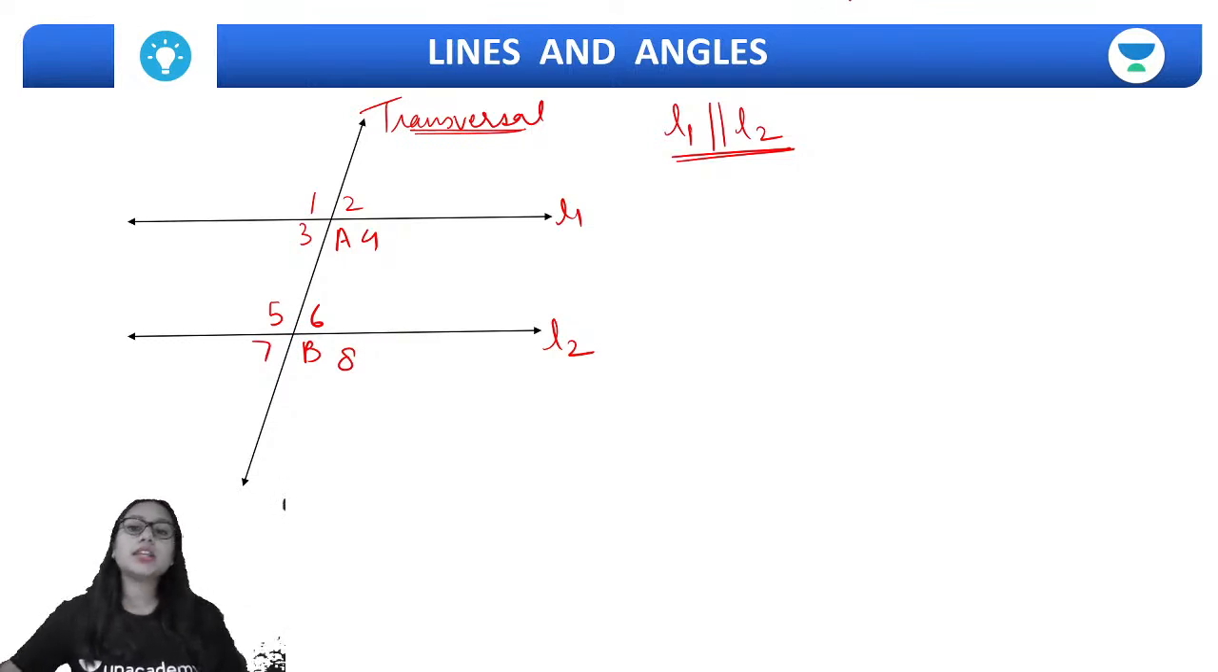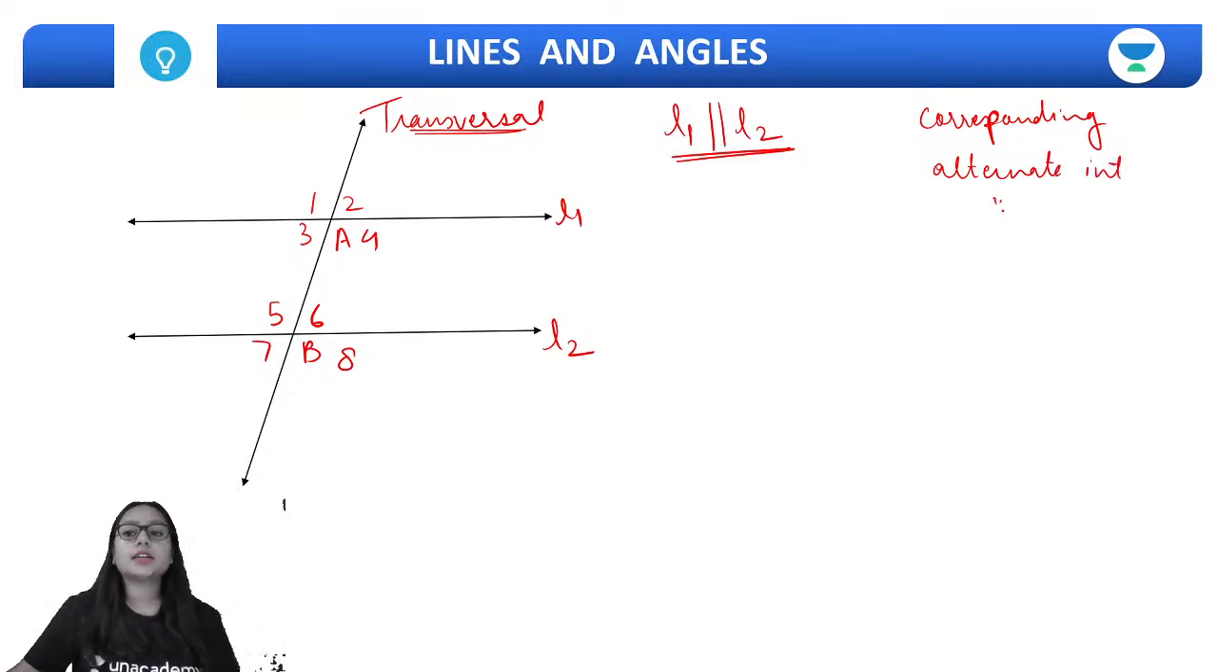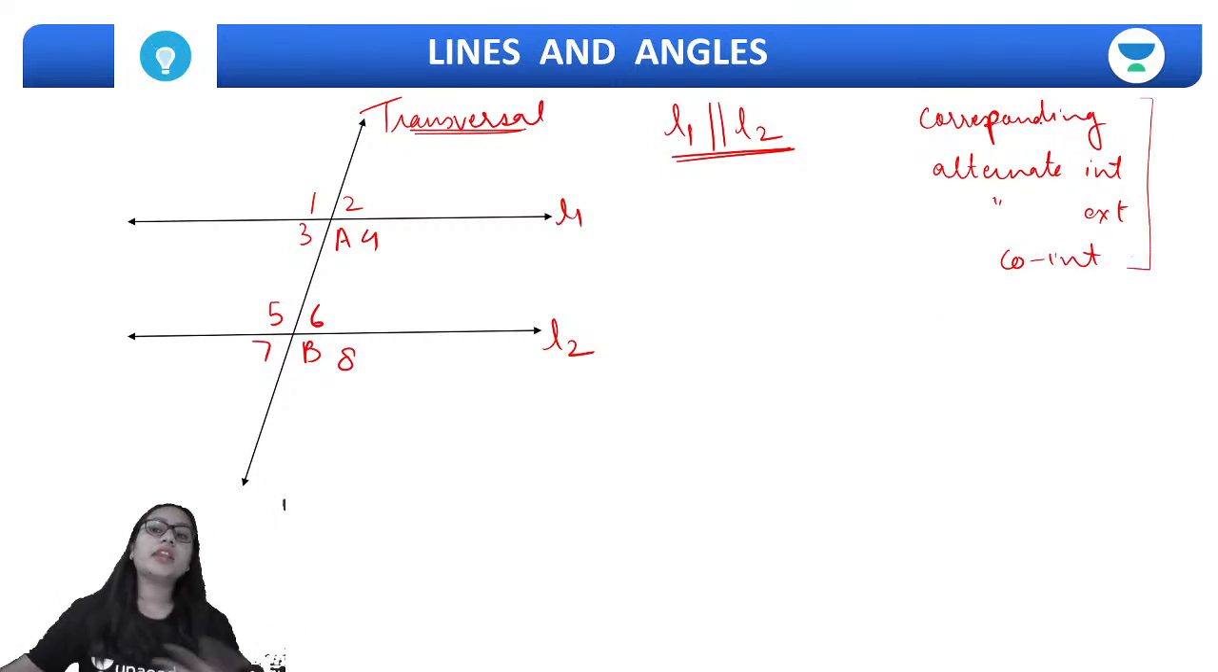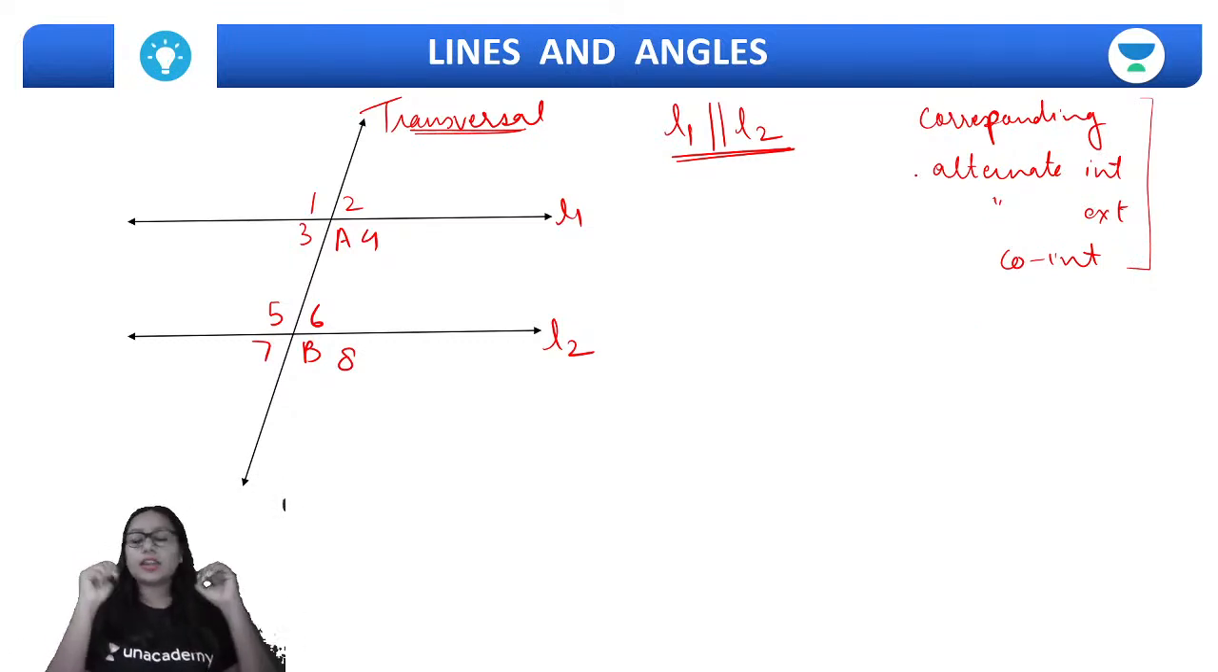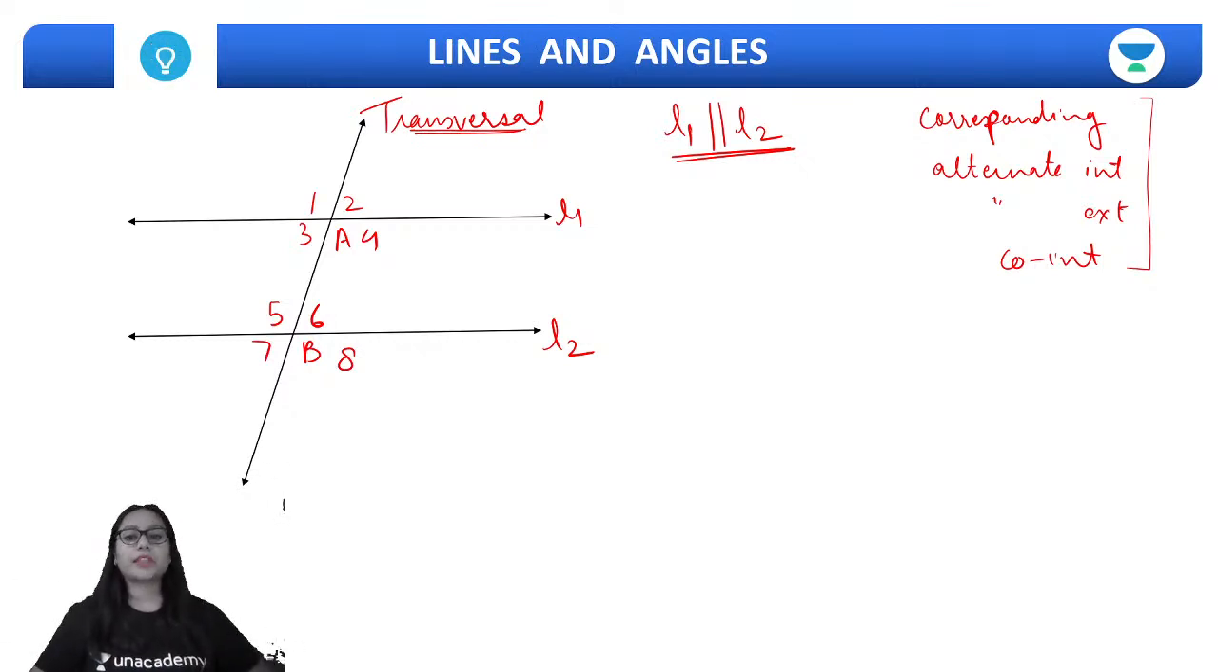Now in school we have read about corresponding angles, alternate interior angles, alternate exterior angles, co-interior angles, right? We have learned about so many different terms and often we get confused in these terms. But in CAT or any other MBA entrance, NMAT, SNAP, we don't have to give any subjective exam. All the questions are MCQs. So we don't need to know about these terms here.